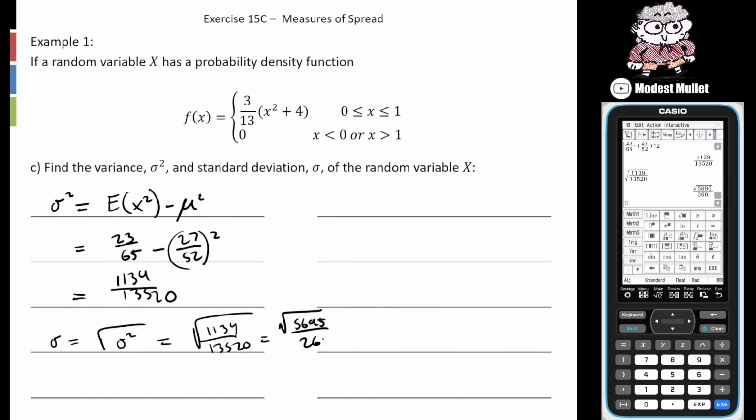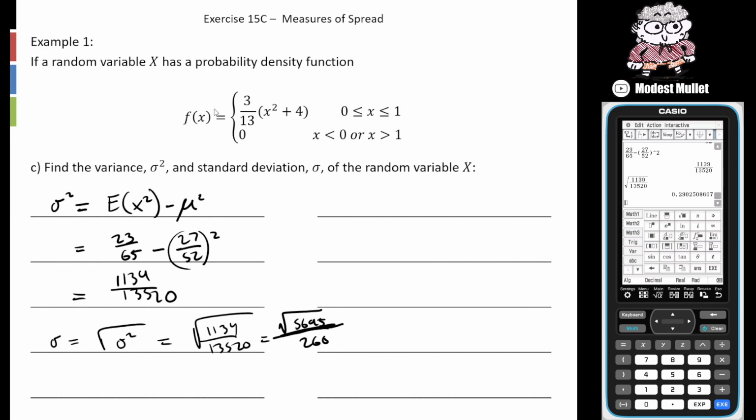5695 on 260, and let's make sure our vinculum goes all the way across to make sure that our 260 is not inside the square root. So there we go. That's the main measure of spread that we've talked about, variance and standard deviation. We could find out what that is as a decimal.